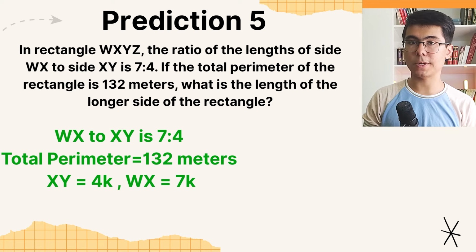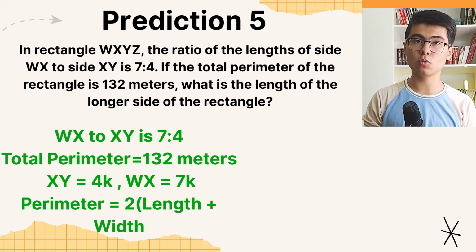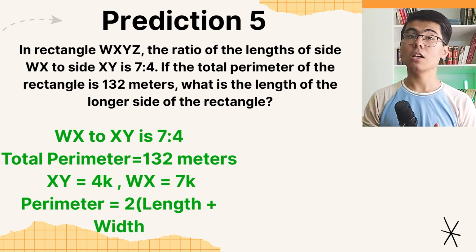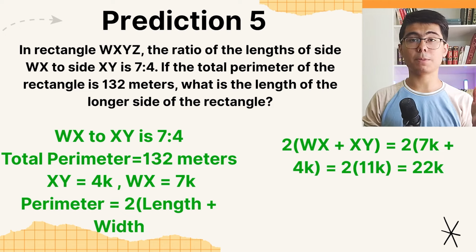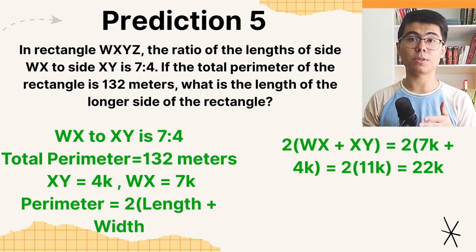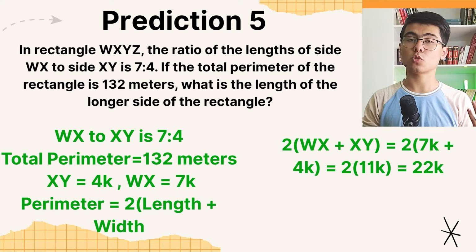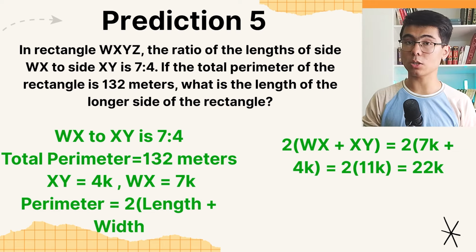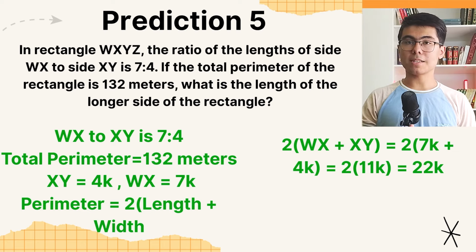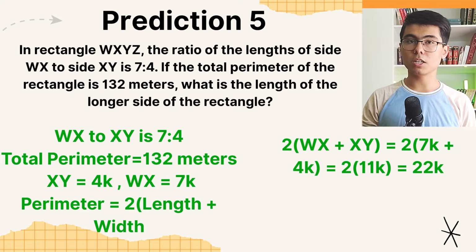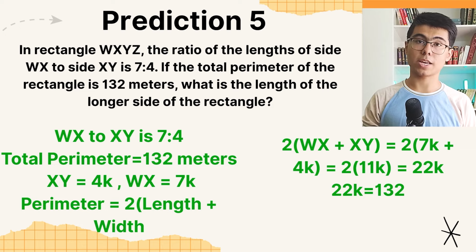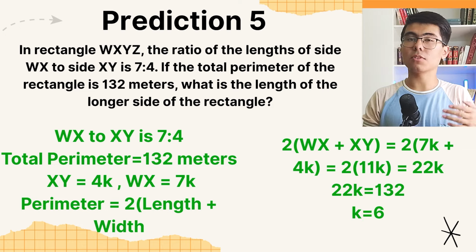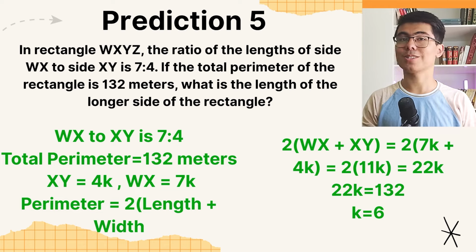Next, remember the perimeter formula. Perimeter equals 2 multiplied by length plus width. So here, that would be 2 multiplied by WX plus XY, which equals 2 multiplied by 7k plus 4k, which equals 2 multiplied by 11k, which equals 22k. And the problem says the perimeter is 132 meters, so we set up the equation 22k equals 132. Solving, k equals 6.